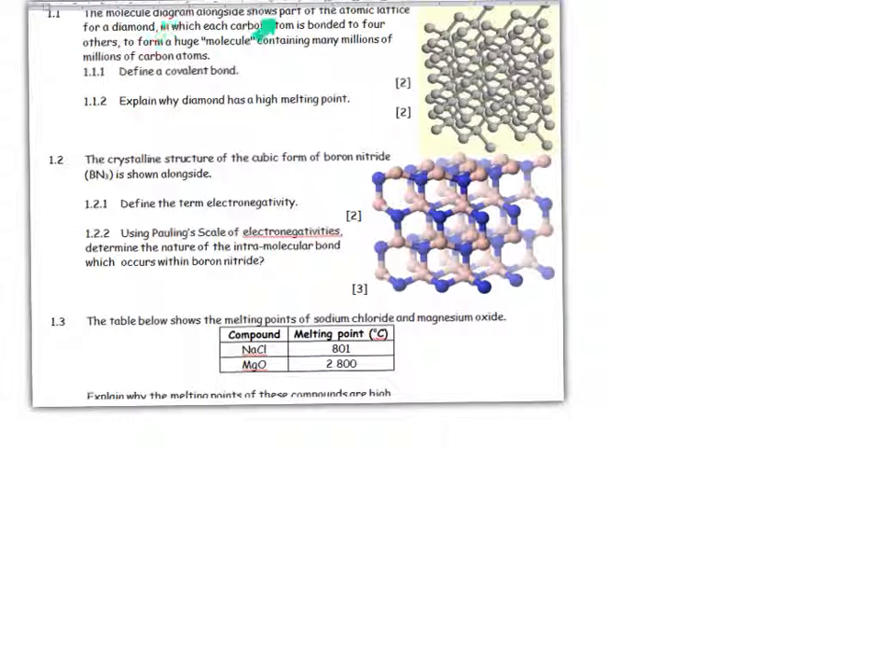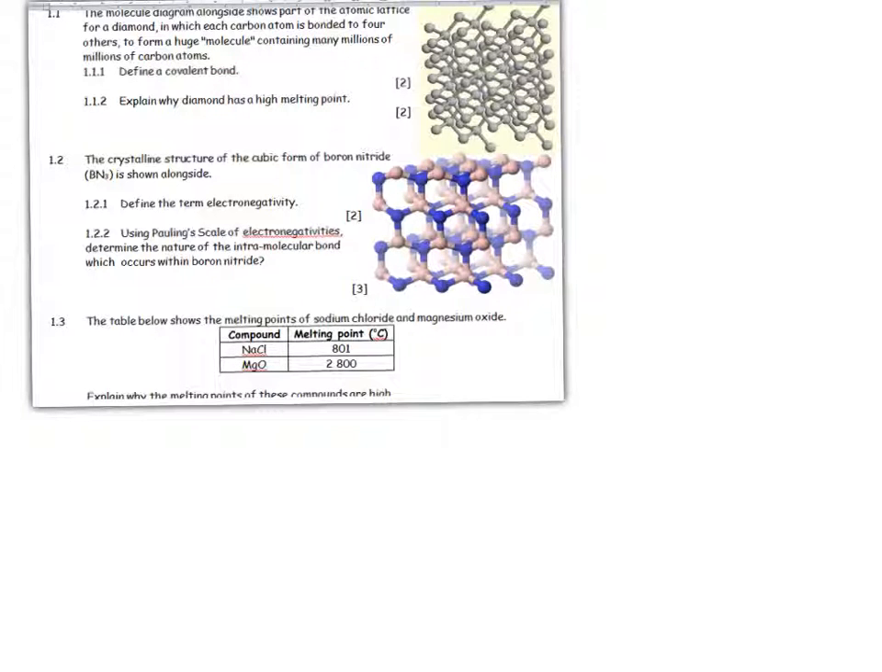The molecule in the diagram shows part of the atomic lattice for diamond, in which each carbon atom is bonded, not intermolecular forced, bonded to 4 others to form a huge molecule, one big molecule containing many millions and millions of carbon atoms. Define a covalent bond.